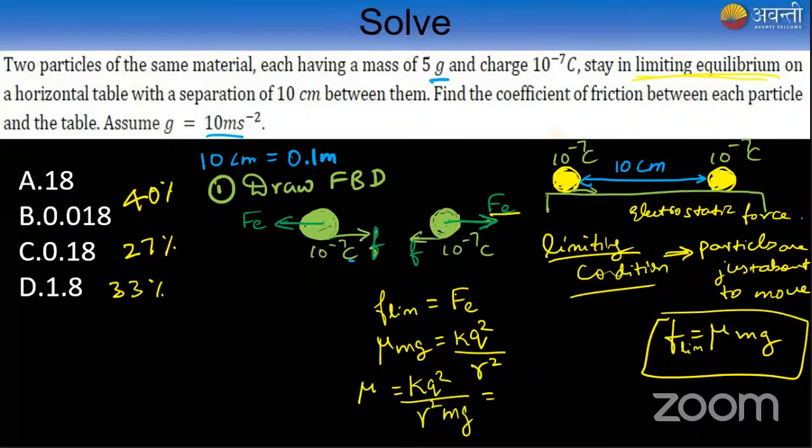So if I substitute all the values, I get 9 into 10 power 9 into, what is my Q? Q is 10 power minus 7 into 10 power minus 7, 10 power minus 14, divided by, what is R? R is 0.1 whole square, into 5 grams. I'll convert that into kgs, 10 power minus 3. Yes, am I correct? Into my acceleration due to gravity 10. Now guys, try to simplify this. What is the number I get? Yes, correct, Tejas.